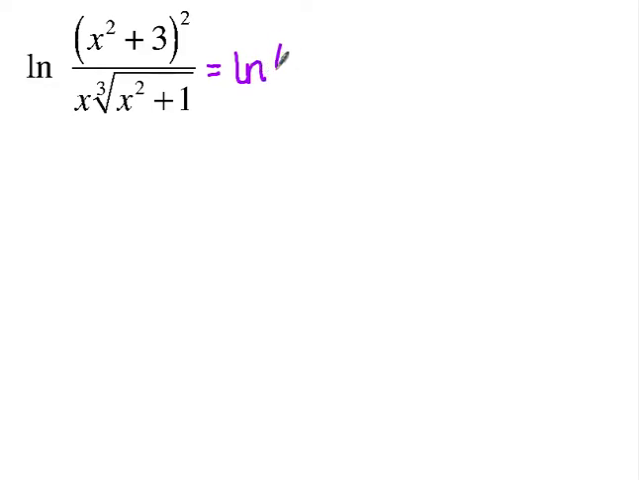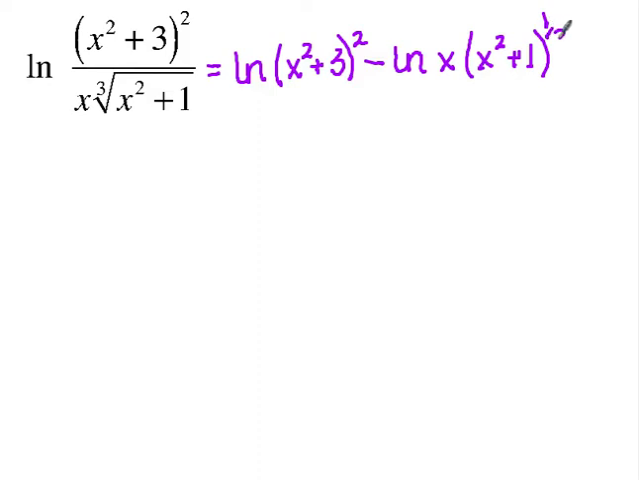So really, it's ln of x squared plus 3, quantity squared, minus ln of x. And then what I'm going to do here is write that as x squared plus 1 to what power? The 1/3. Oops, I have a little trouble with the 1s there. Then now, individually, I'm going to break that down. So how can I break down this one right here? 2x. So I'm going to bring the 2 out front, and I have ln of x squared plus 3. Can I do any more with that?